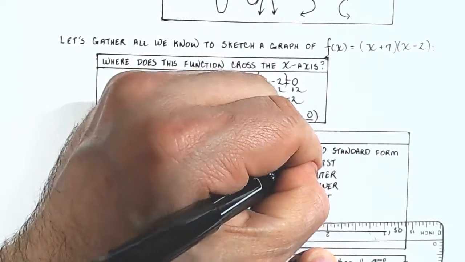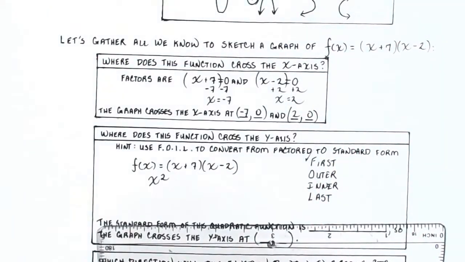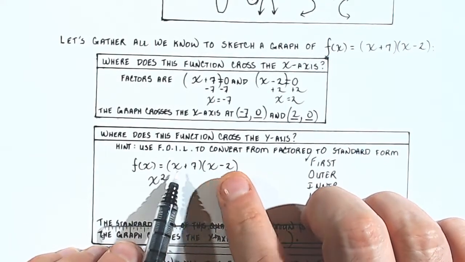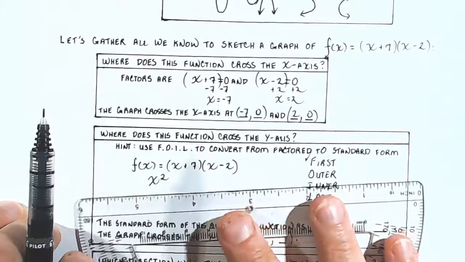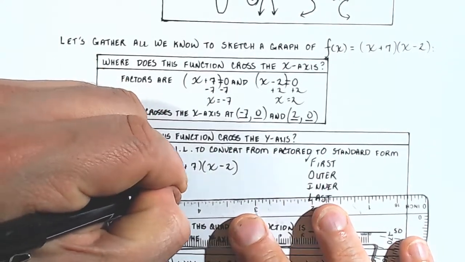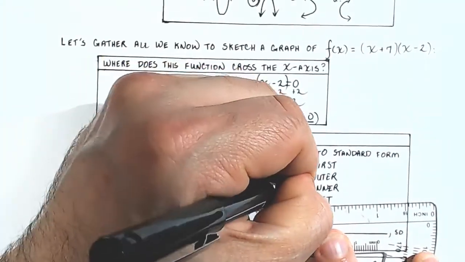So we got first done. Now we'll do outer. The outer two terms are x and -2. -2 times x is -2x. So we put here minus 2x.